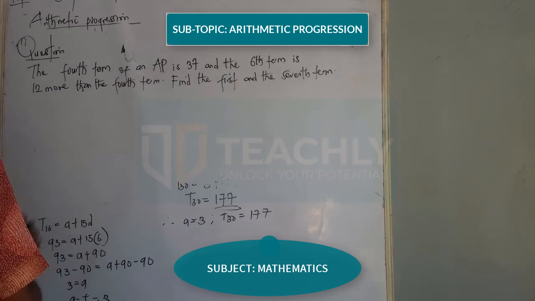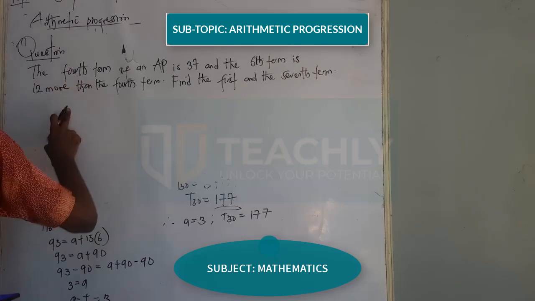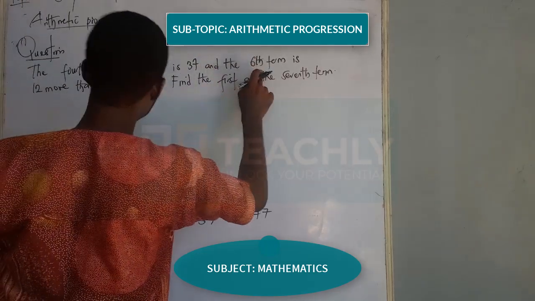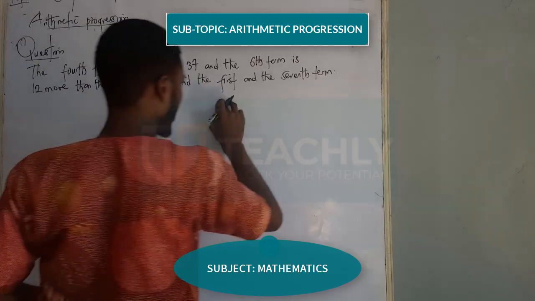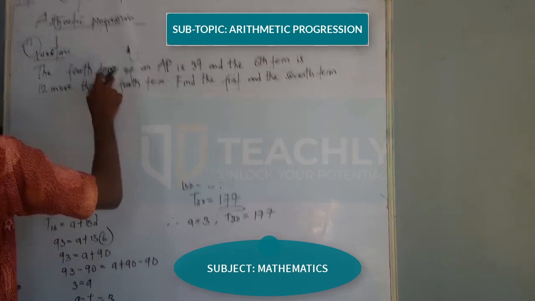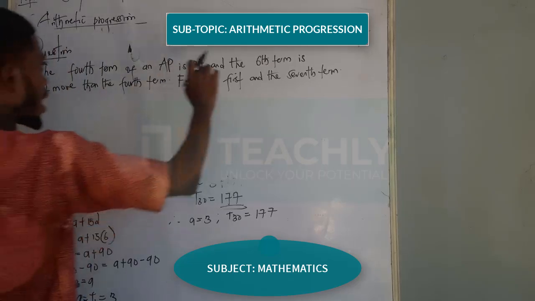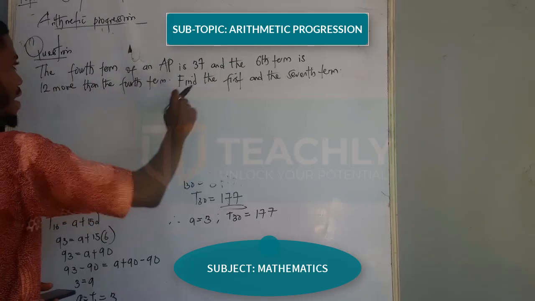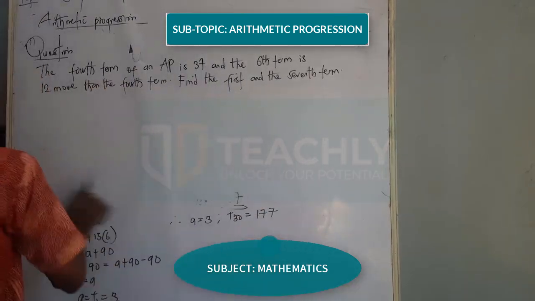Now, I told you earlier, if you are putting questions like this, you need to read it twice. So, the question says the fourth term of an AP is 37, and the sixth term is 12 more than the fourth term. Find the first and the seventh term. Okay, the second time is now for understanding. The fourth term of an AP is 37. That's been defined already. And the sixth term is 12 more than the fourth term. Find the first and the seventh term. Cheap question.